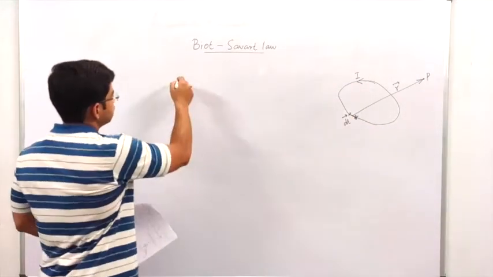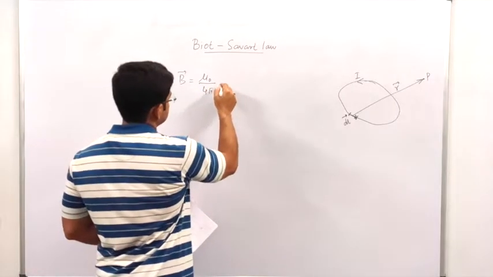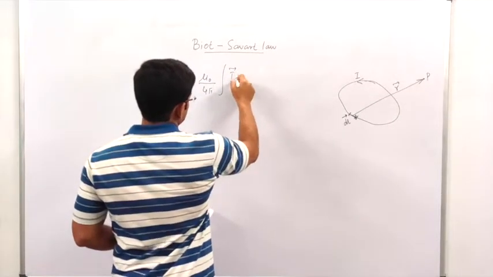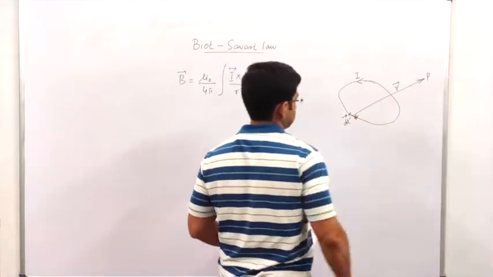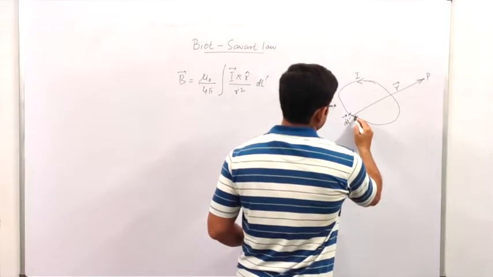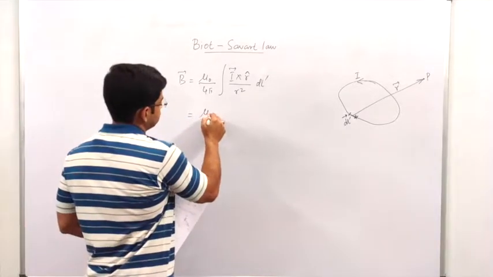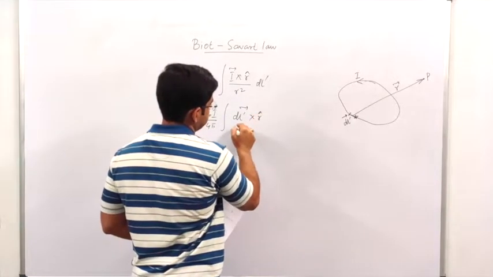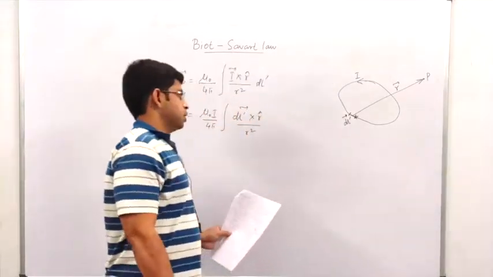So the field is given by the Biot-Savart law as mu 0 by 4 pi integral of I dl prime cross r unit vector by r square. We normally use a prime to denote source coordinates, that means the quantities placed at the source, because of which the effect, that means the field here, is produced. This equation can also be written as mu 0 I by 4 pi integral dl prime cross r unit vector by r square. That is because the direction of current and the length element dl prime is the same.